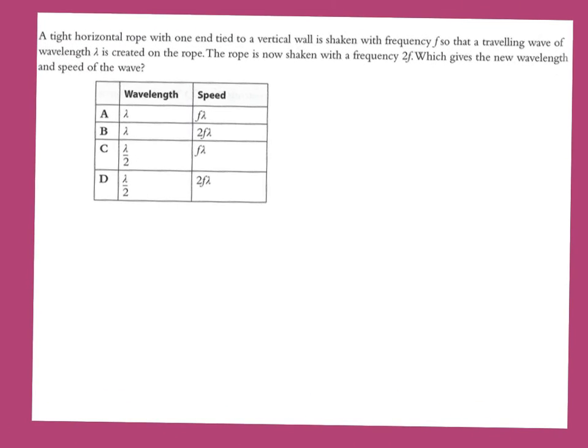A tight horizontal rope with one end tied to a vertical wall is shaken with frequency F. So the traveling wave of wavelength λ is created in the rope. The rope is now shaken with the frequency of 2F, which gives the new wavelength and speed of the wave.